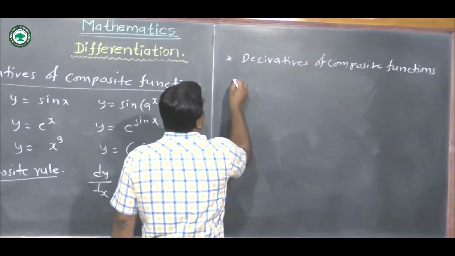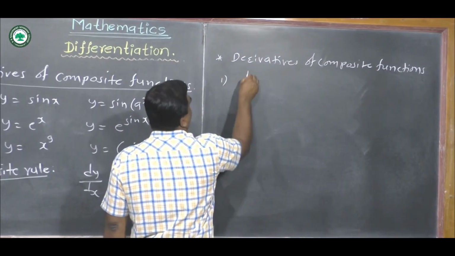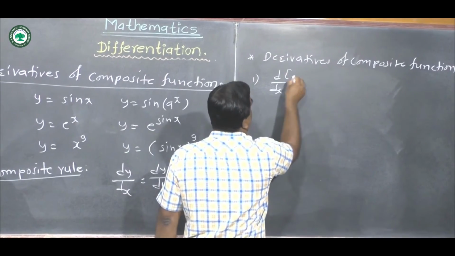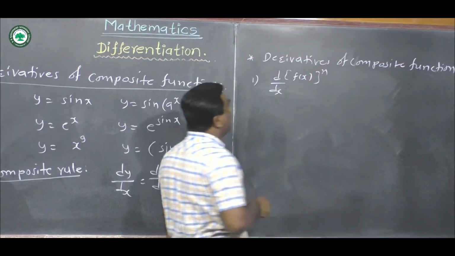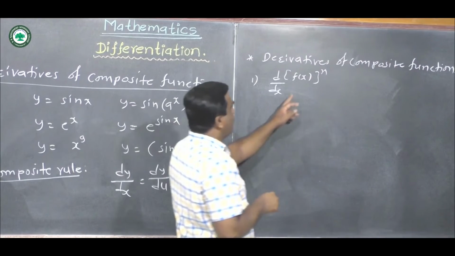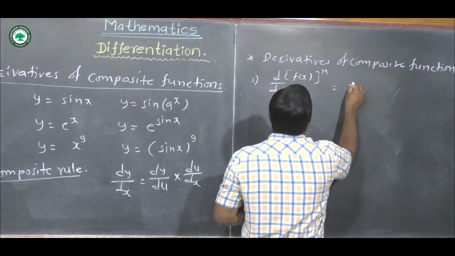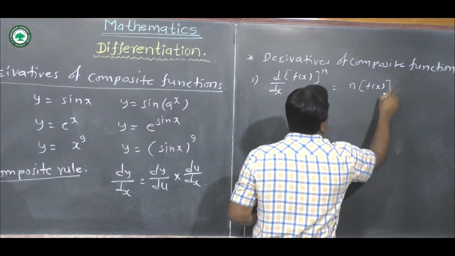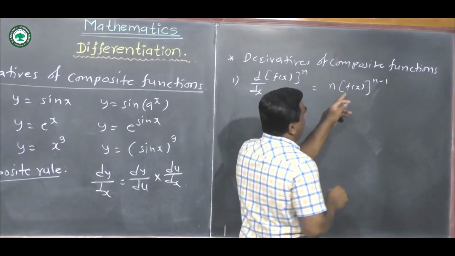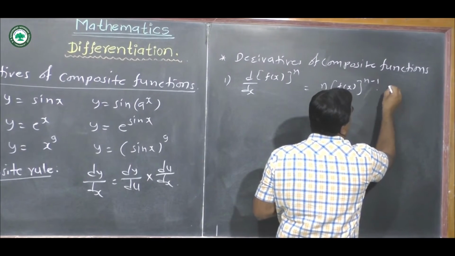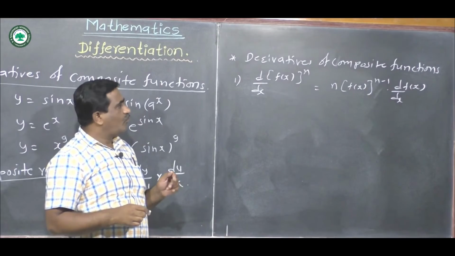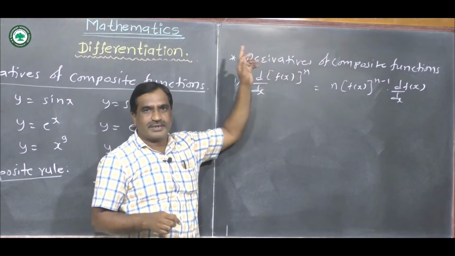Now first we see the power function, a standard function, dy dx of x raised to n. Instead of x we have to write f of x raised to n. This is the composite power function. The derivative for this function is n into f of x raised to n minus 1 into the derivative of f of x, f dash of x, or dy dx of f of x.